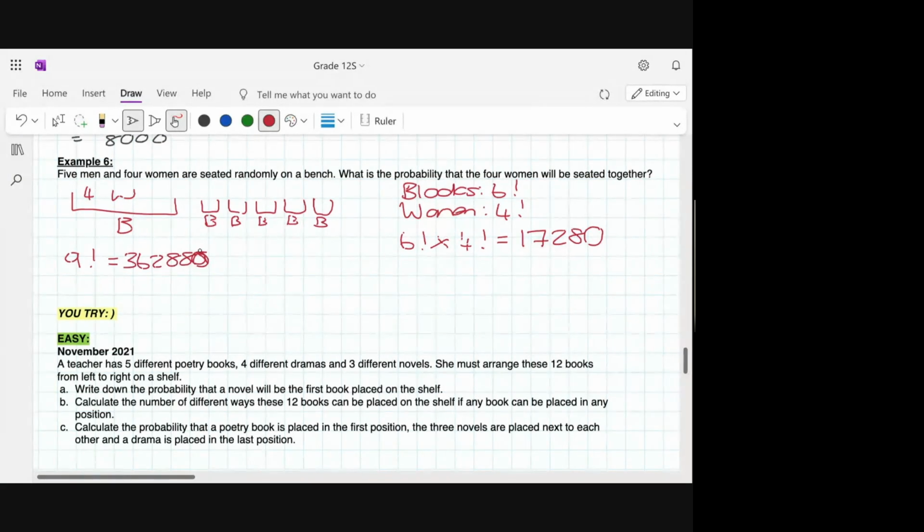9 factorial gives me 362,880. So what is the probability of the women sitting together? I'm going to take my 17,280 and divide it by my total, 362,880. Press on the calculator, see if you can get something smaller. You get 1 out of 21.